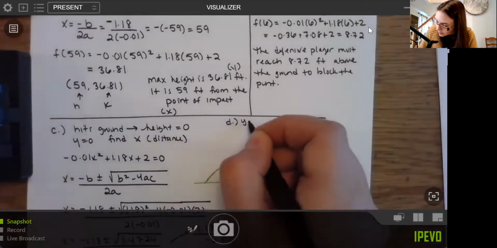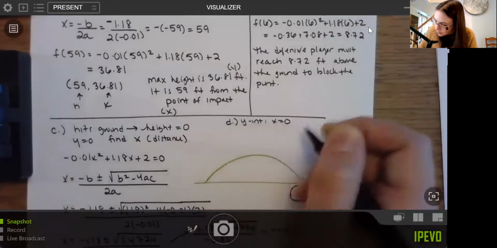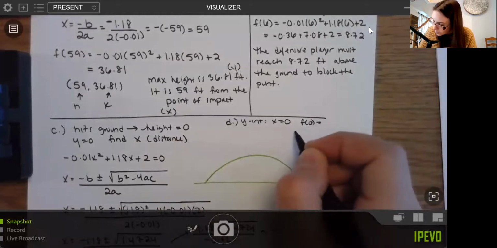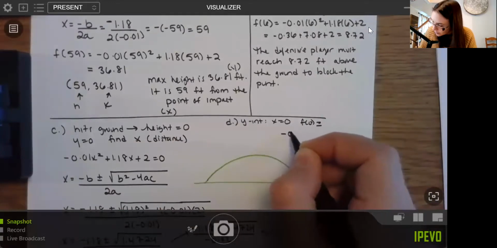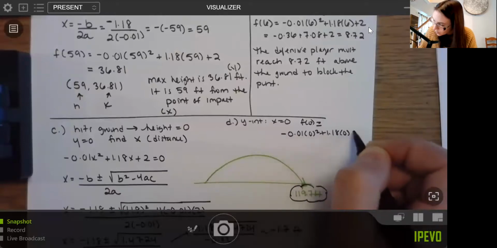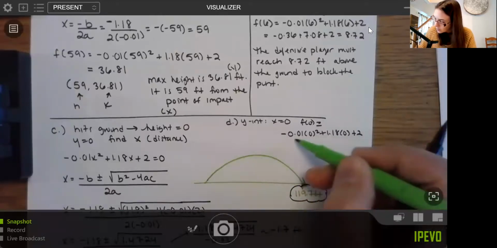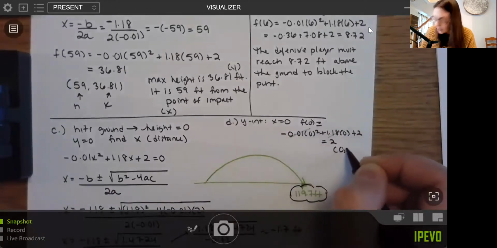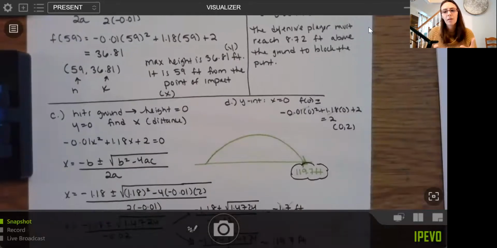So your y-intercept is when your x value is 0. So if you plug in 0 to your original equation here, you end up with negative 0.01 times 0 squared plus 1.18 times 0 plus 2. So these two parts are going to cancel out, and you end up with just 2. So that y-intercept is actually (0, 2). So what we're saying here is that ball is starting 2 feet off the ground, which sort of makes sense. If you're kicking the ball, it's not going to be directly on the ground. He's kicking it, so it's starting at 2 feet above the ground.